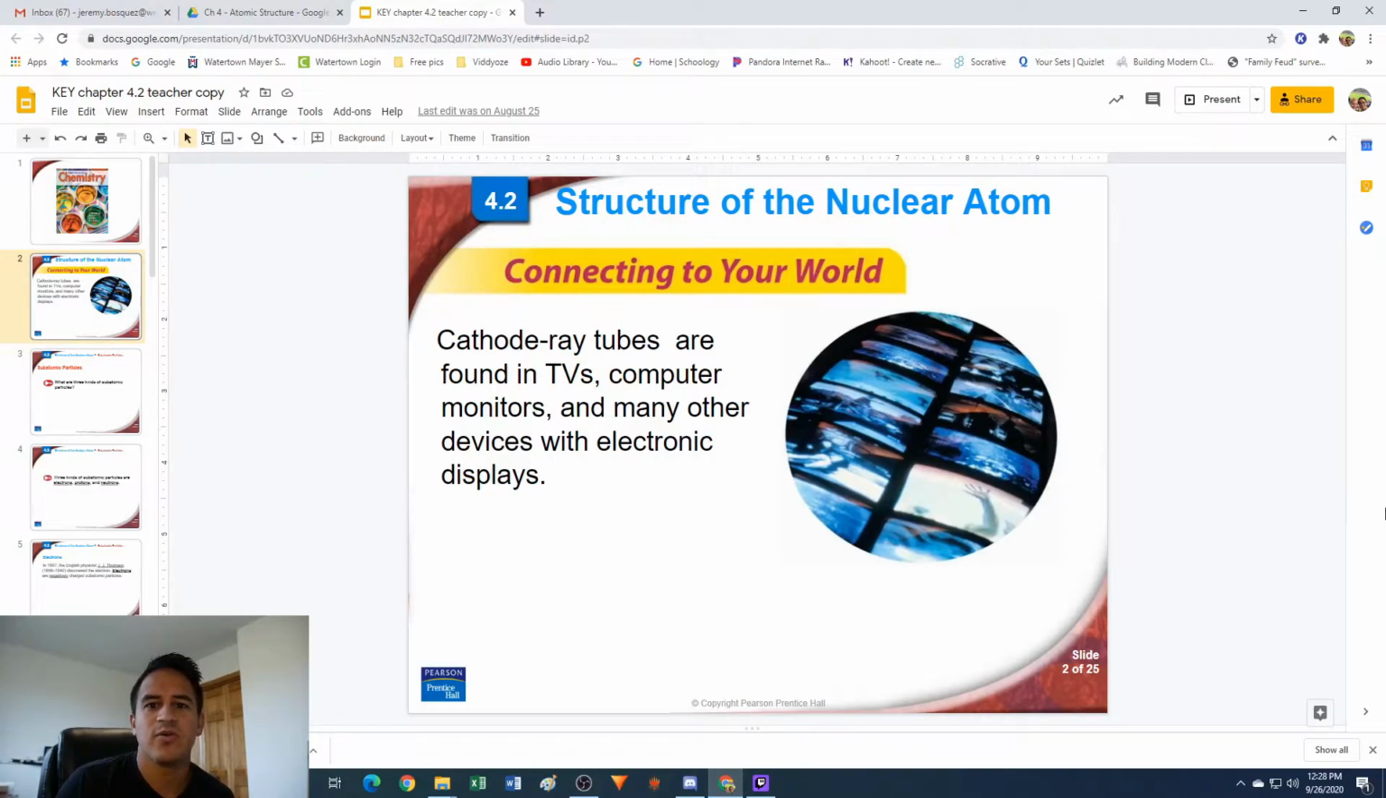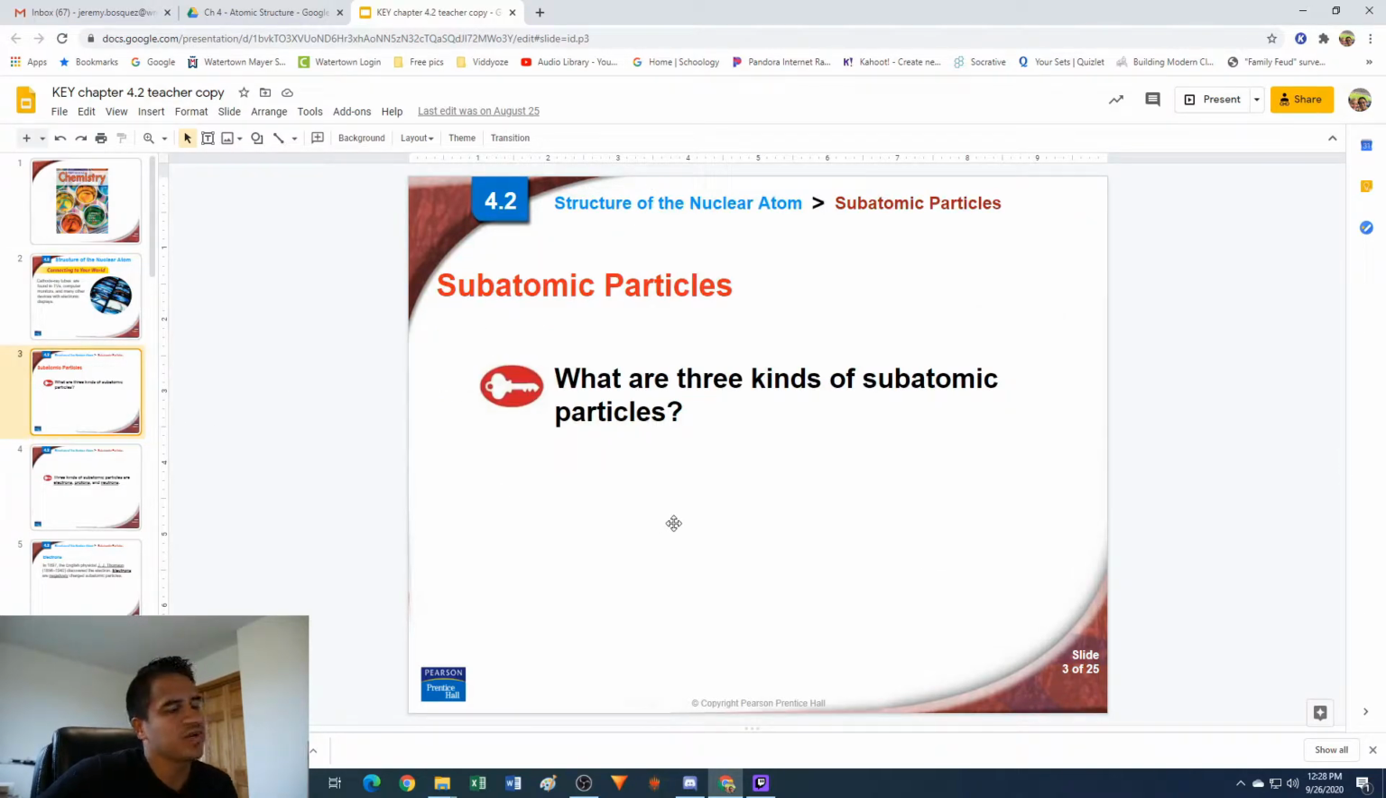In this video, we're going to be going over chapter 4.2 on the structure of the atom. In this section, we're going to be learning about the different parts of the atom and the different types of subatomic particles that exist, as well as the scientists that discovered those particles, and essentially how did we get from the model of what the atom used to look like to what the model of the atom looks like today.